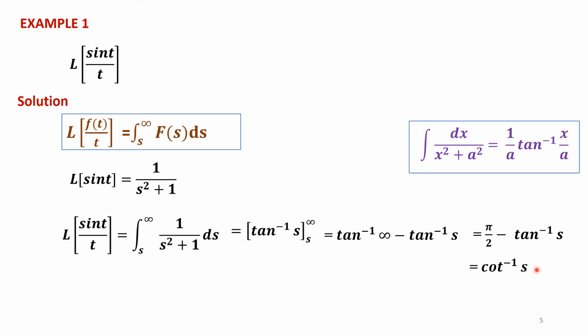So first we have to see, whenever we are given division by t, we have to calculate the Laplace transform of the numerator, and that answer has to be integrated between the limits s and infinity. Here the integration we get is in the form dx upon x square plus a square. The integration of this term will be 1 by 1 tan inverse of s by 1, which is the same as tan inverse of s. Then applying the upper limit and lower limit and simplifying, L of sin t upon t is cot inverse of s.